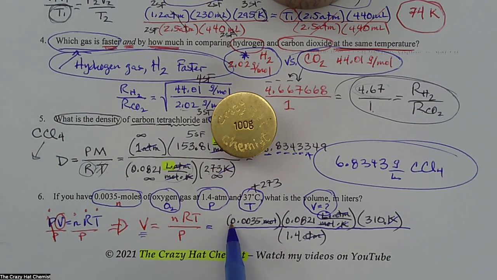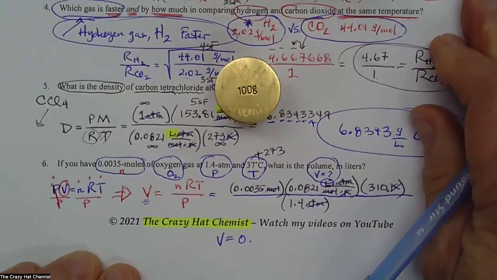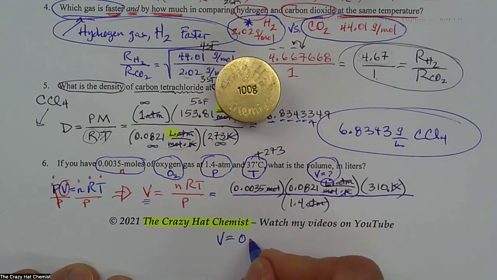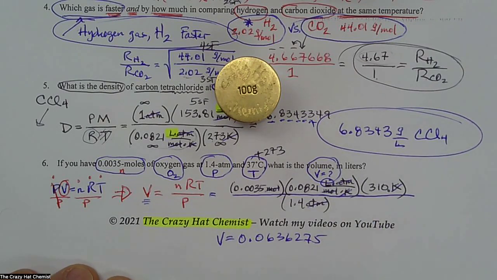So we're going to plug in 0.0035 into our calculator. We're going to multiply that by 0.0821. Then we're going to multiply that by 310. Then we're going to divide by 1.4. And we are going to get this number here. Volume is equal to 0.063675. And how many significant figures?